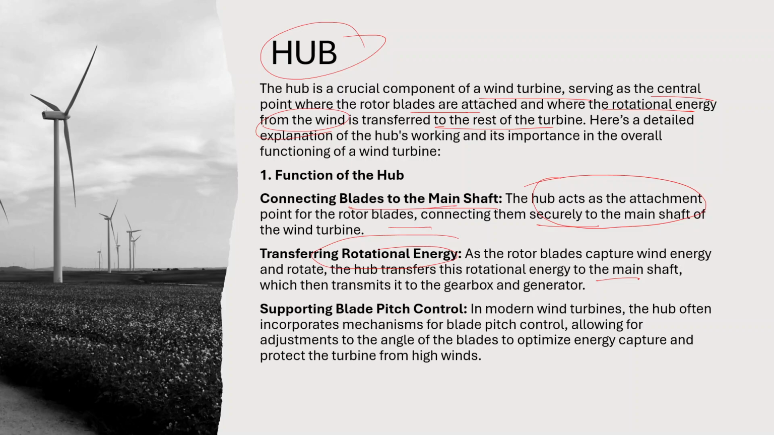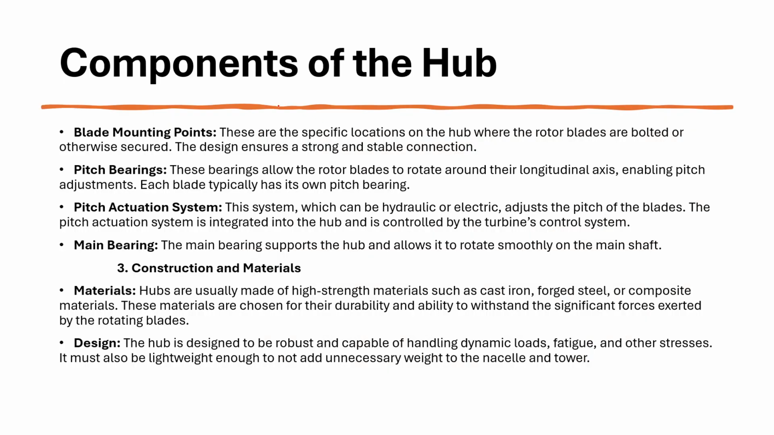It also controls the blade pitch, which helps in optimizing the energy capture and protecting the turbine blades from high winds. Now, there are several components of the hub. First are the blade mounting points, pitch bearing, pitch actuation systems, and main bearing. These hubs are generally made up of high strength materials such as cast iron, forged steel, or composite materials. These materials are chosen for their durability and ability to withstand the significant forces exerted by the rotating blades.